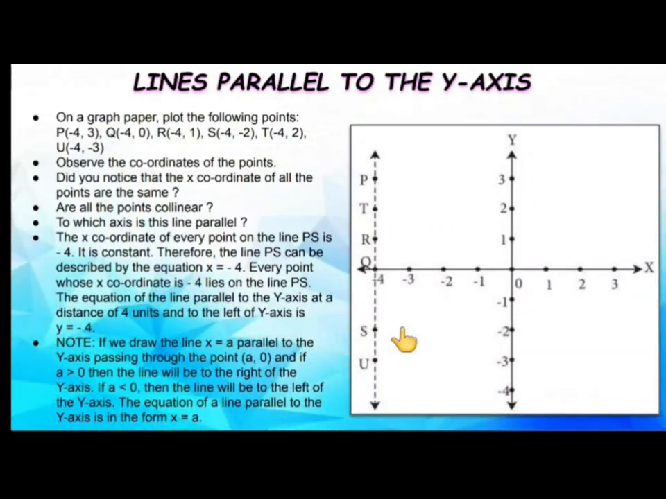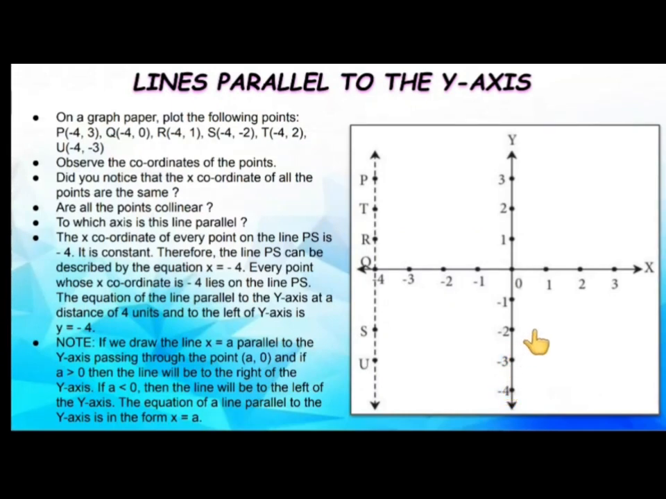Now, one important thing to note here. In the line x equals a, a is nothing but the x coordinate. If we draw the line x equals a parallel to the y-axis passing through the point (a, 0), and if a is greater than 0, then the line will be to the right of the y-axis. If a is less than 0, then the line will be to the left of the y-axis.